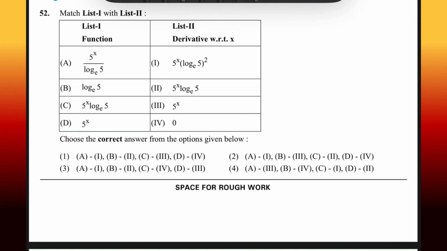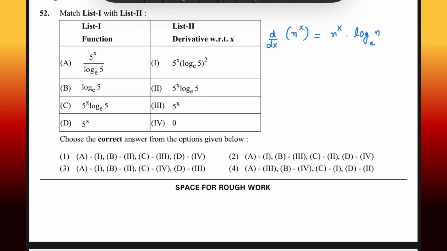Moving on to the next question, question number 52. Here you have a list of functions, here you have the list of derivatives, and you have to match them up. Okay, so what is the derivative of an exponential function? Because in all of these you have the exponential function, right? 5 to the power x is an exponential function. So the derivative of n to the power x is n to the power x into log n, right? So here instead of n you have 5.